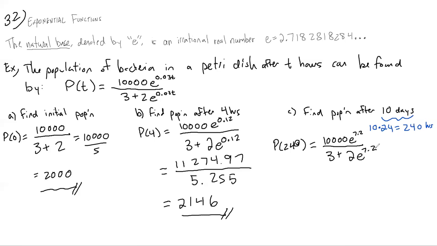So I'm going to put the whole bottom in brackets when I plug this in my calculator. And so what I'm actually getting here is about 4,994. And so it's pretty close to 5,000.